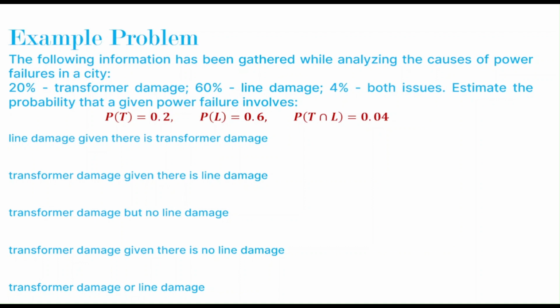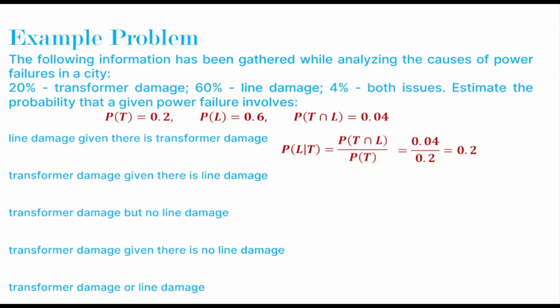We have all the information available with us which we require, so we can calculate the probability of line damage given there is a transformer damage, which will be the ratio of the probability of transformer and line damage, to the probability of failure due to transformer damage, which simply becomes 0.04 upon 0.2, which is 0.2.